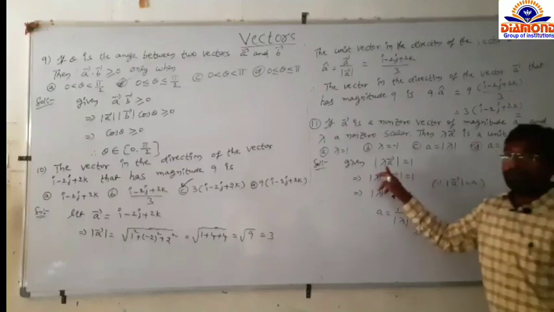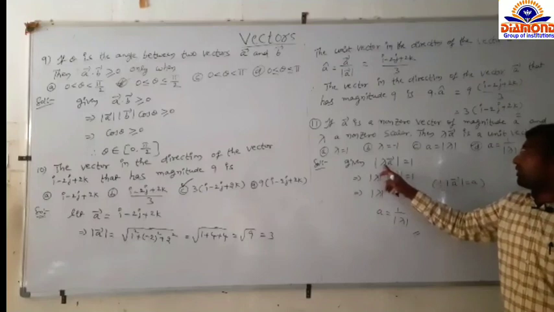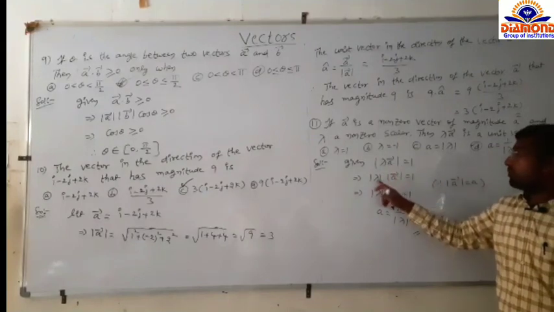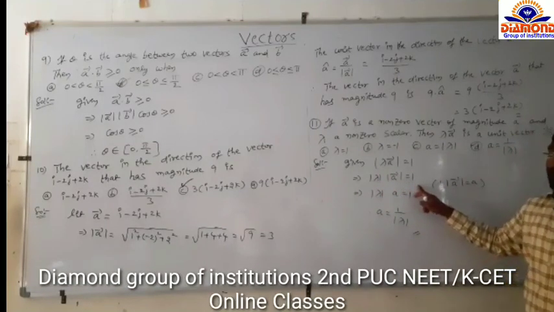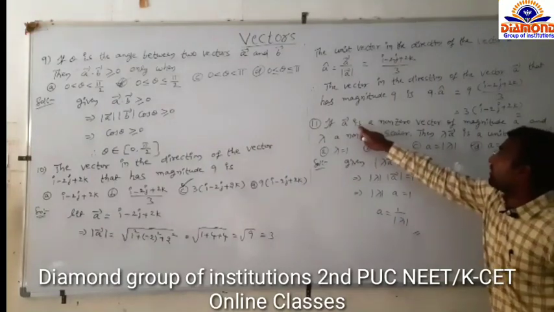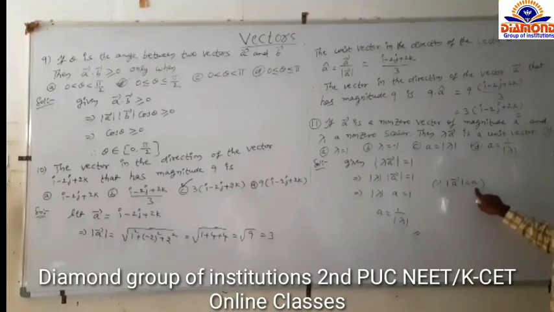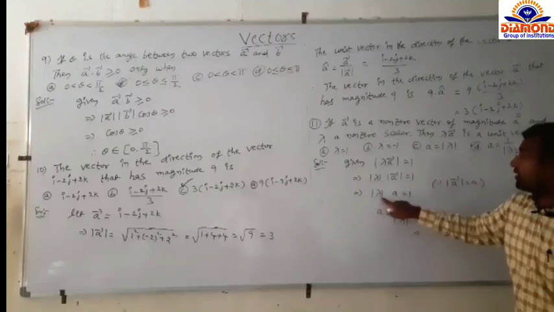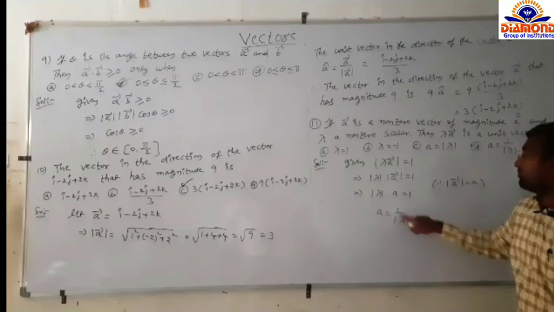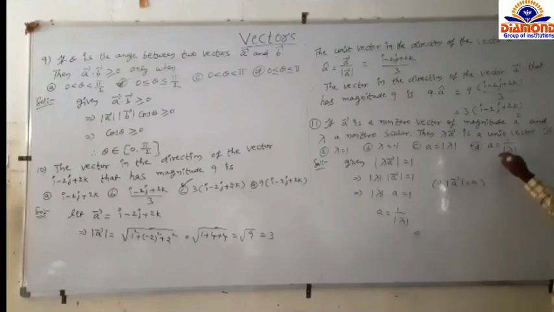Unit vector means the modulus of lambda into a bar equals 1. We already know the formula: the modulus of lambda into a bar is mod lambda into mod a. So mod lambda into mod a equals 1. Already the given condition says a bar is a non-zero vector of magnitude a, meaning the modulus of a bar equals a only. So in place of mod a bar you substitute small a. So mod lambda into a equals 1. So a equals 1 by mod lambda, bringing mod lambda to this side. So the answer is the fourth option, D.